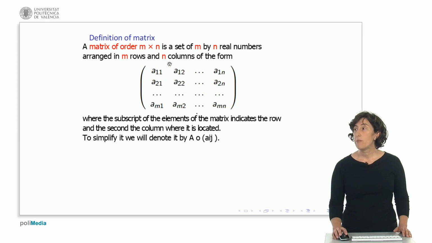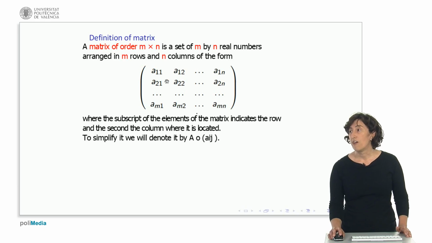We are going to call a matrix of order m times n a set of m by n numbers arranged in m rows and n columns. That is, m represents the number of rows I have, 1, 2, 3, up to m, and n represents the number of columns, 1, 2, 3, up to n. The subindex of the elements of the matrix indicates the position: the first indicates the row, and the second indicates the column where the element is located.